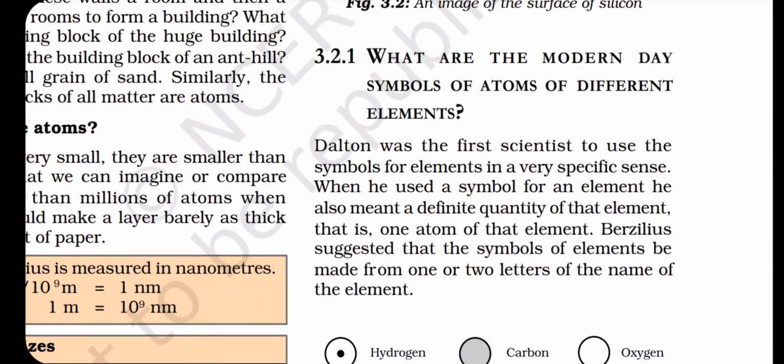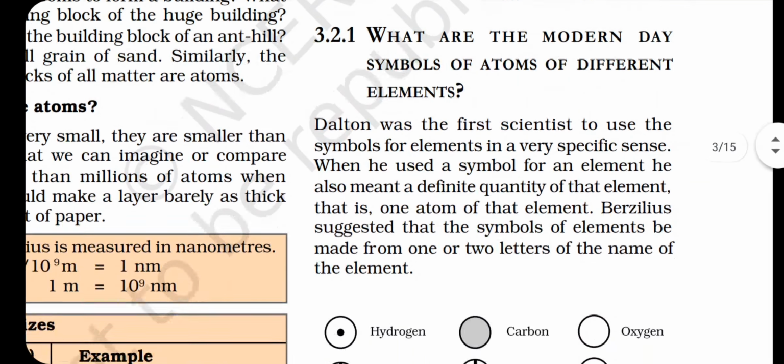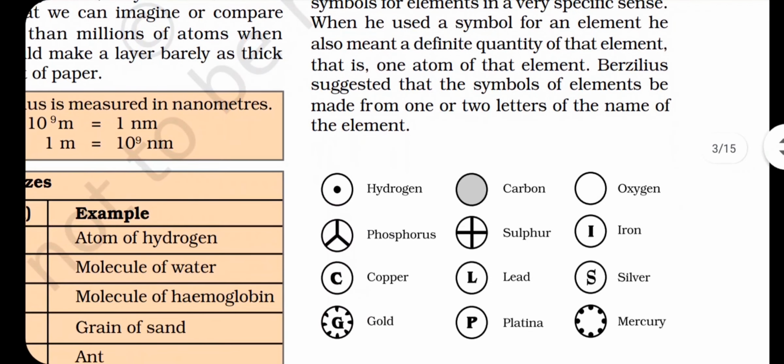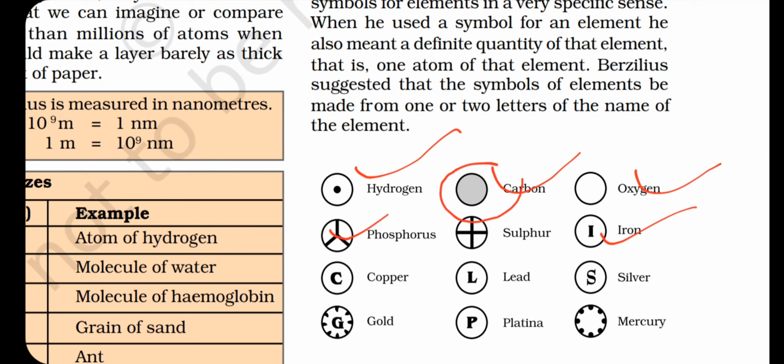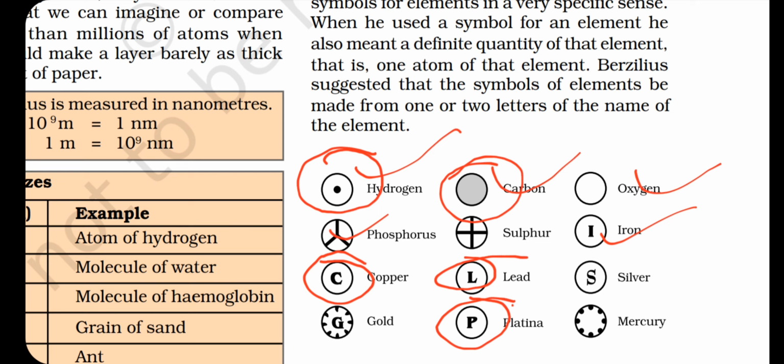The first symbols for the different atoms were given by John Dalton. He represented the atoms of elements with symbols just like this: the symbols of hydrogen, carbon, oxygen, iron. Each symbol represents one atom of the particular element. For example, this represents one atom of hydrogen, this represents one atom of lead, this represents one atom of copper, and this represents one atom of platinum.